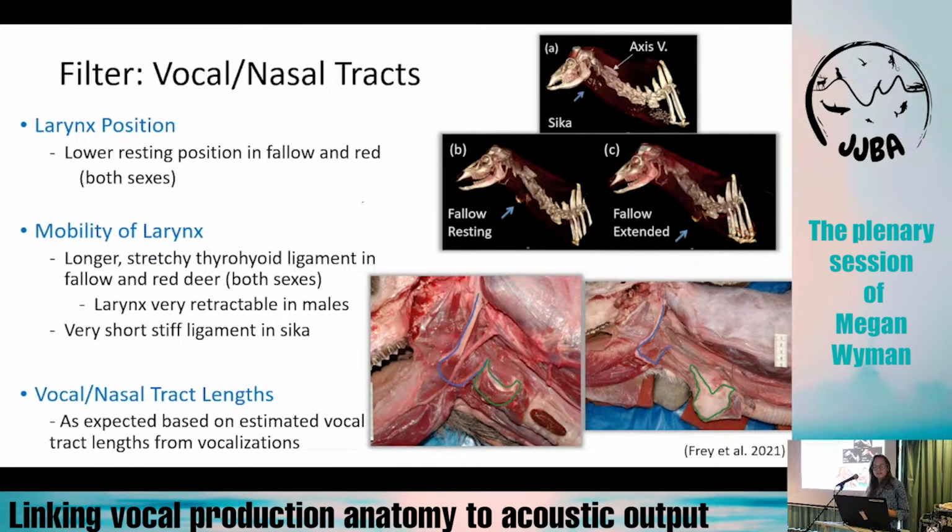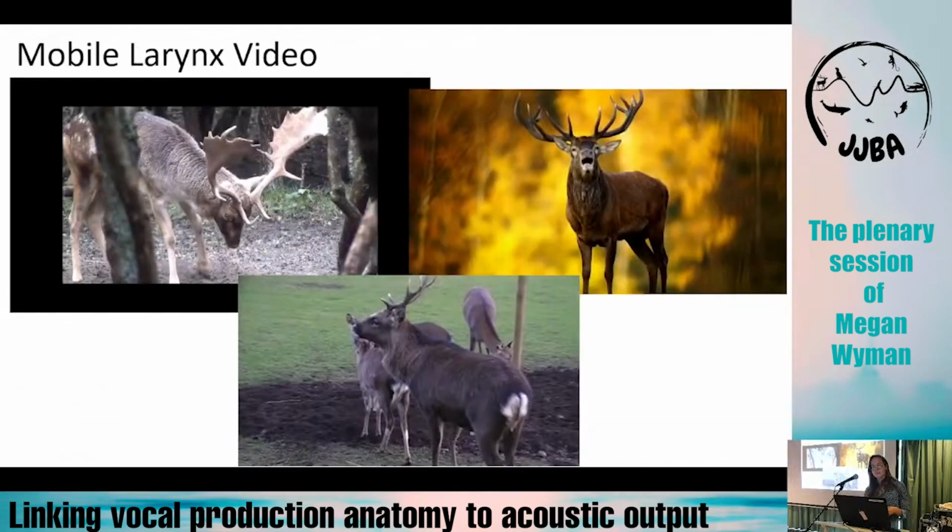And yeah, we'll just skip right to that. Okay, so here is a fallow deer vocalizing, and look for his larynx, you'll see it bobbing up and down as he calls.